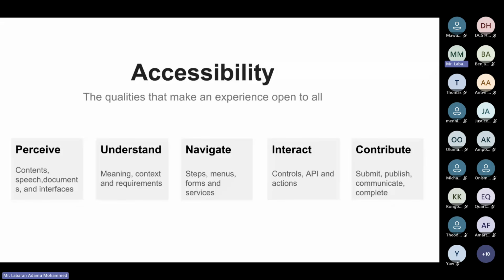One thing to know: some products will pass all of these steps, but they will fail, or maybe people can't contribute to it. That part, I believe, doesn't make the product accessible.